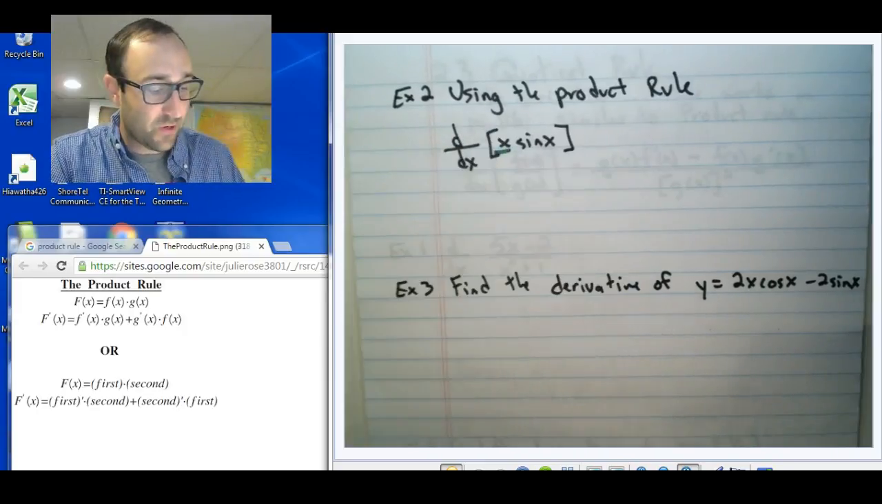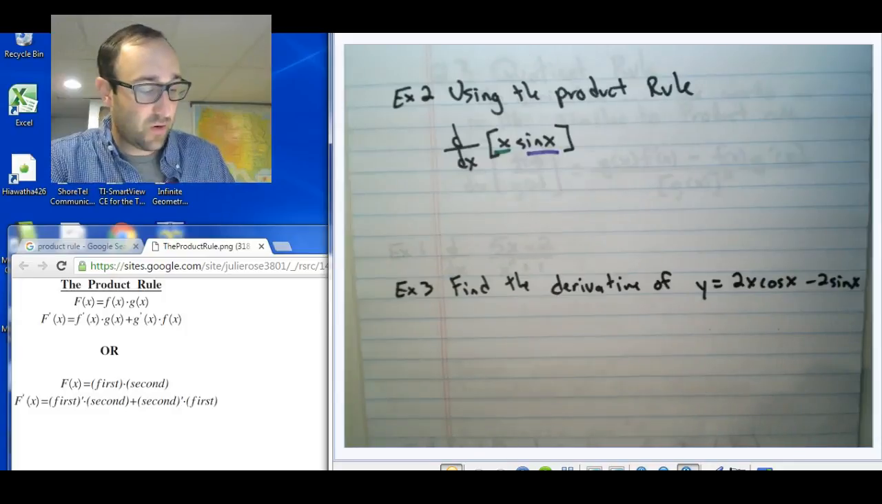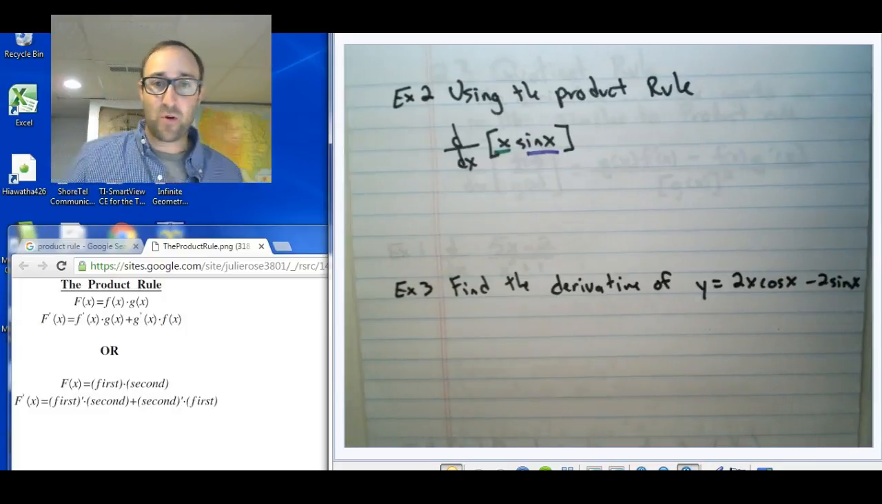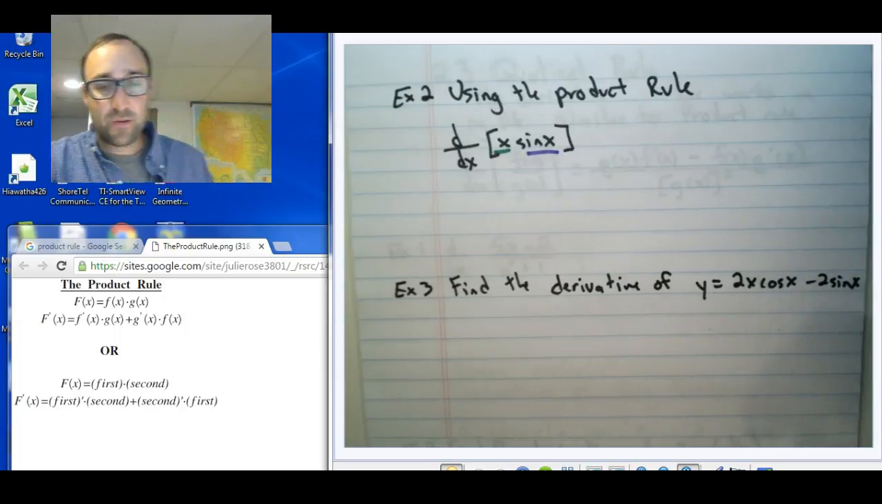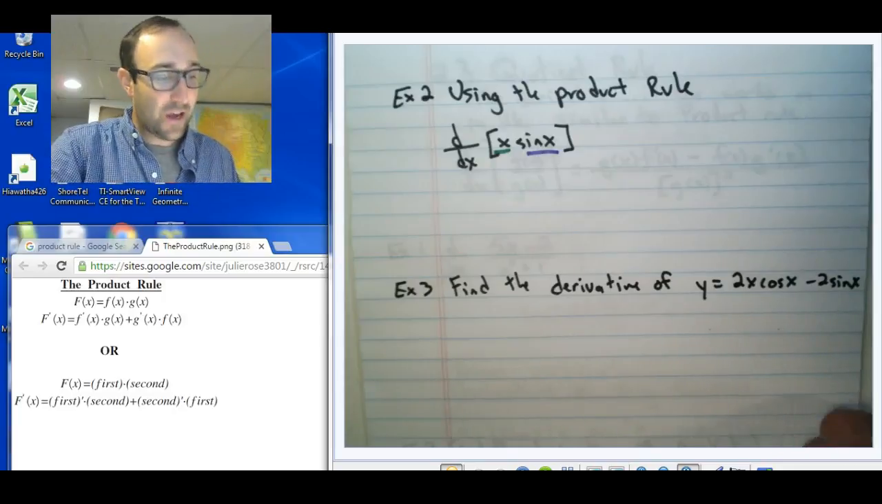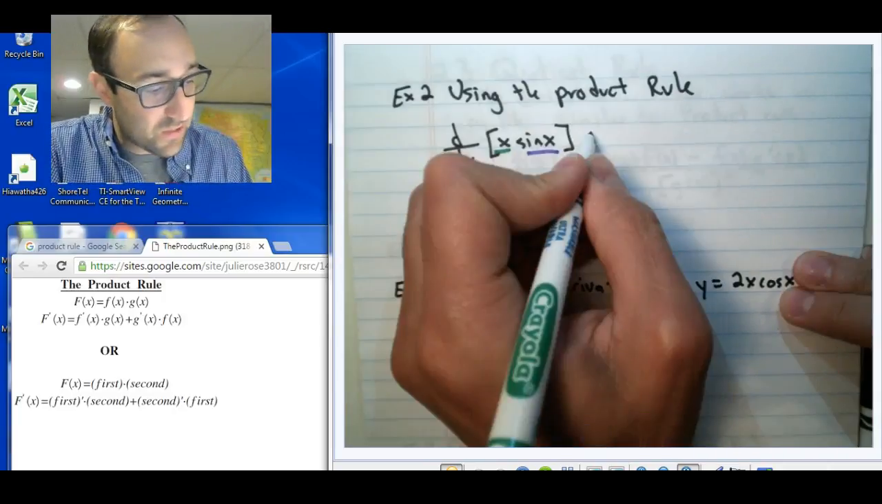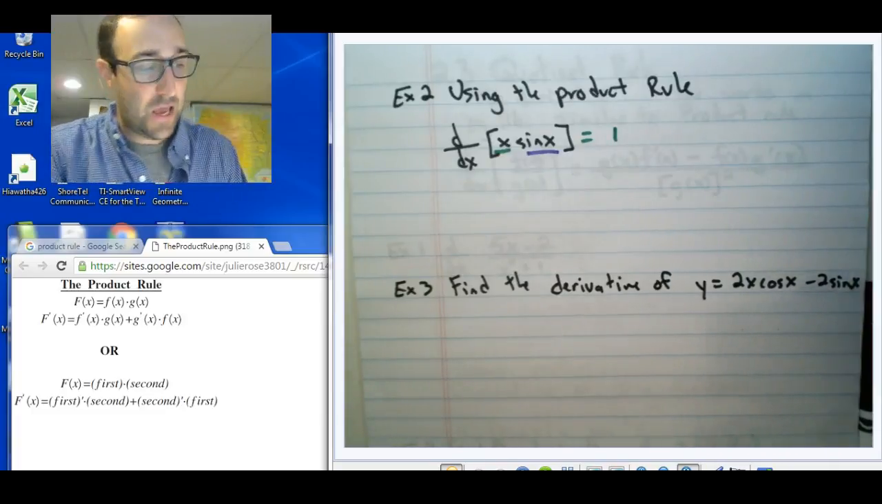x is my first function, sine x is my second function. So I'm going to try and rewrite this out as best I can. Okay, so remember, if you don't remember what the formula is, look down here. It's going to be the derivative of the first times just the second. So we're going to find the derivative of x. What's the derivative of x? It's going to be just 1, and then it's going to be multiplied by sine x.